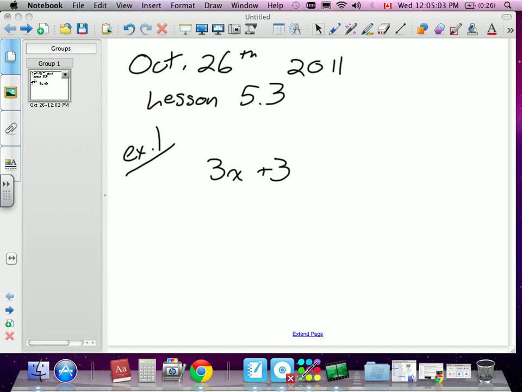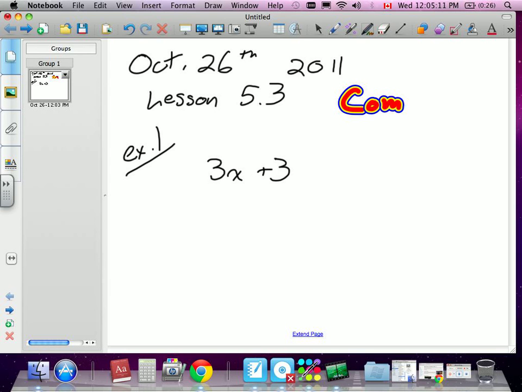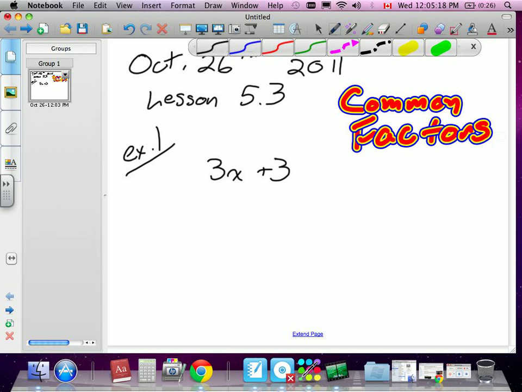Okay, today's October 26, 2011. This is lesson 5.3. These are common factors. Okay? So, we're doing common factors today.